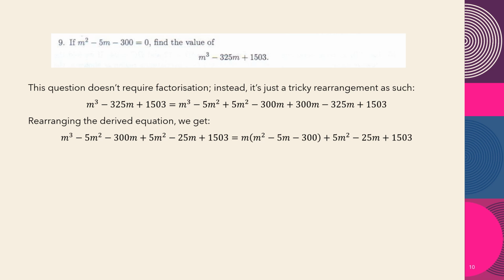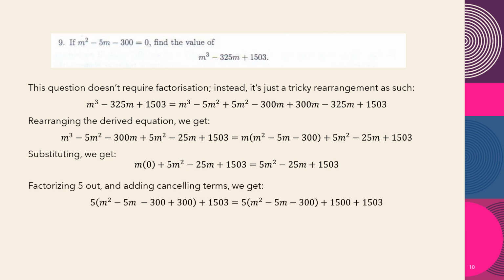Now, substituting: if you look back at the question, m squared minus 5m minus 300 equals 0. Tada! We get m squared minus 5m minus 300 again. So we can just substitute that in: m times 0 plus 5m squared minus 25m plus 1503, which is equal to 5m squared minus 25m plus 1503.